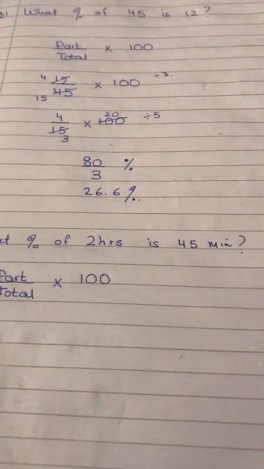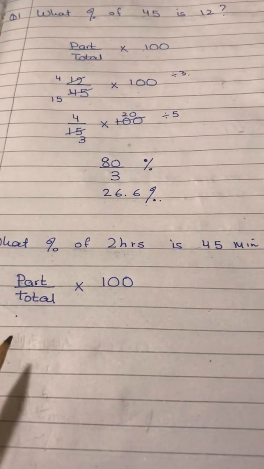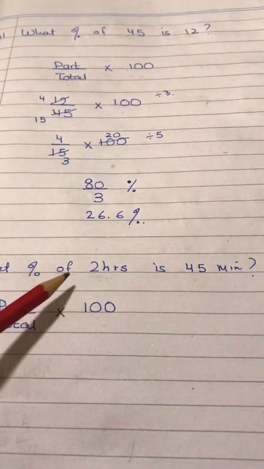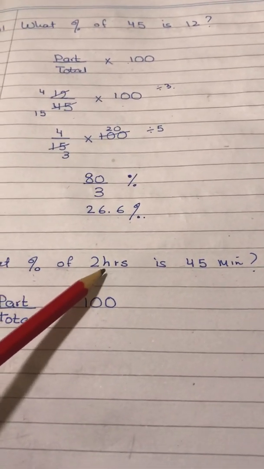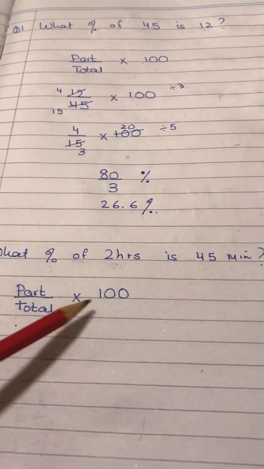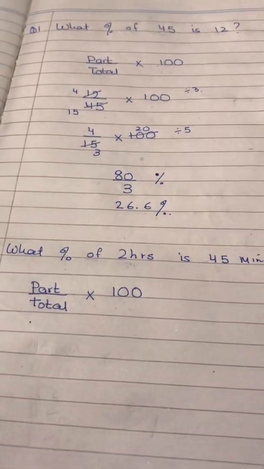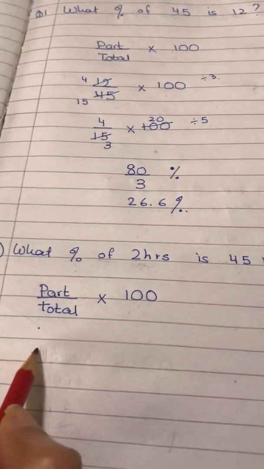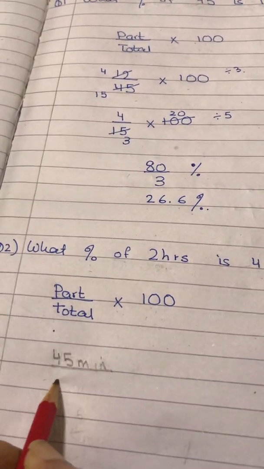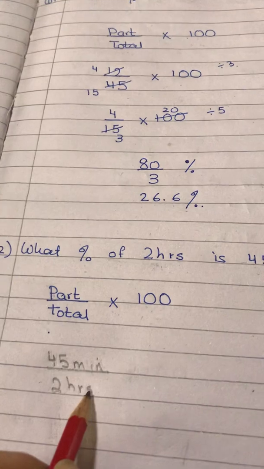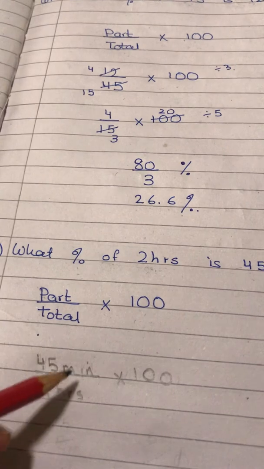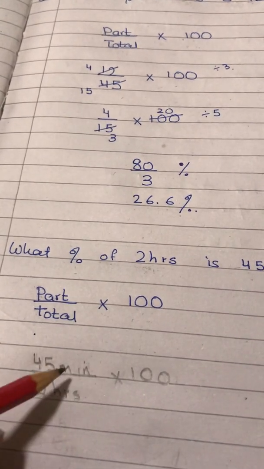Now we can have a question like this as well. What percent of 2 hours is 45 minutes? Another clue to remember is that if you have an "of" just before the number, then that number is always the total. Right? So we can have the smaller part over the total multiplied by 100 to get the percentage. So the smaller part here is 45 minutes over the total, which is 2 hours, multiplied by 100. Again, we need to change the units into minutes, right? Because we cannot have two different units.